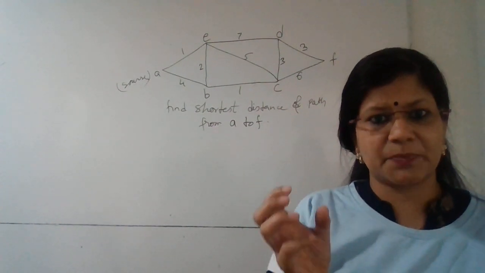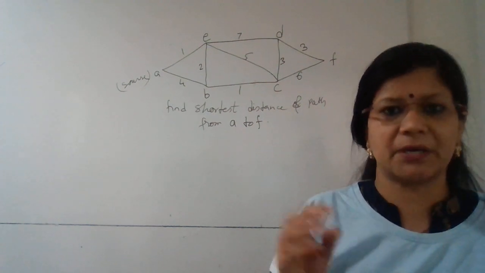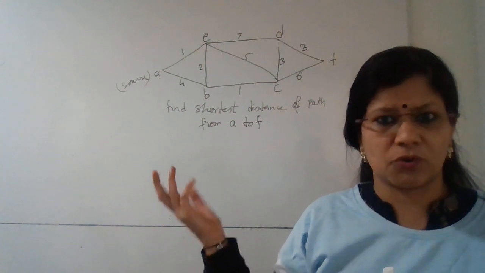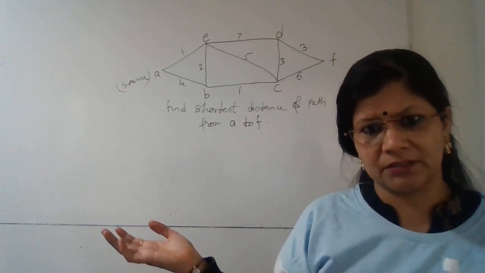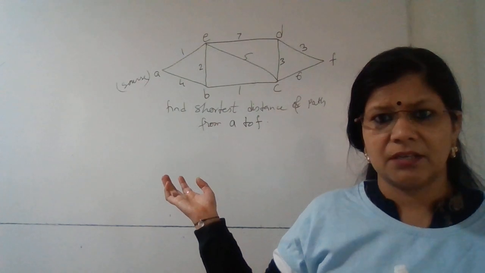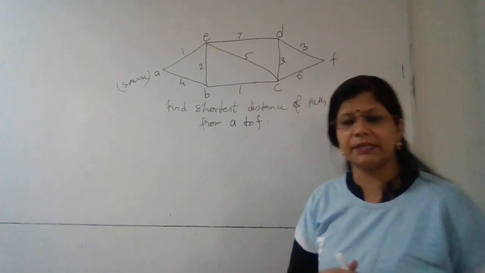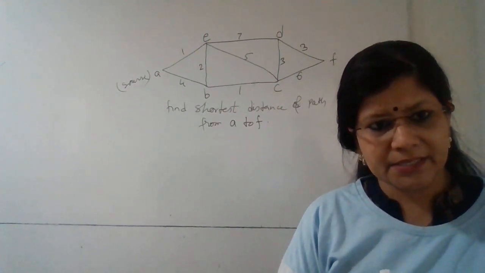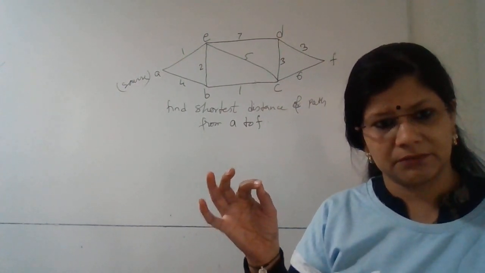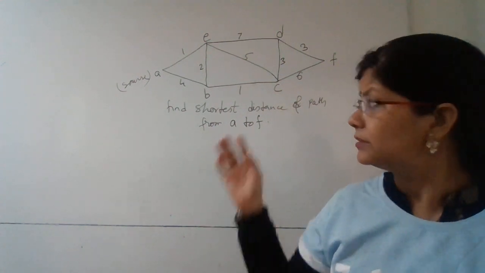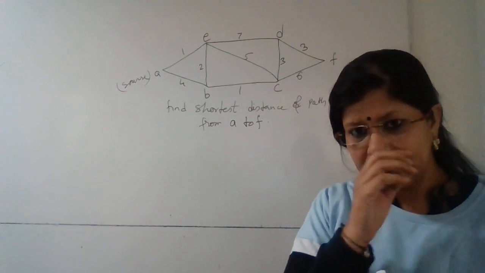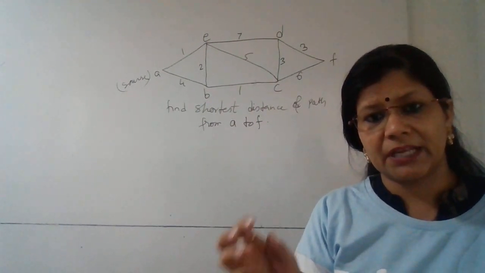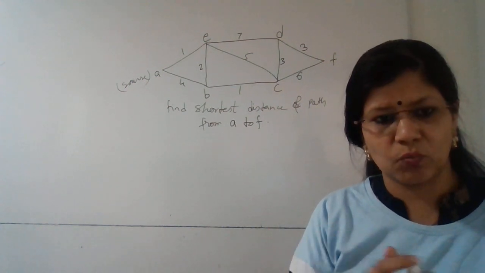Otherwise you can calculate A to D as 7 plus 1 and so on. There are so many paths present here to move A to D. But in this algorithm, the directly connected vertex has the distance, having the label, but if two vertices are not connected directly, then the distance between these vertices is infinity.